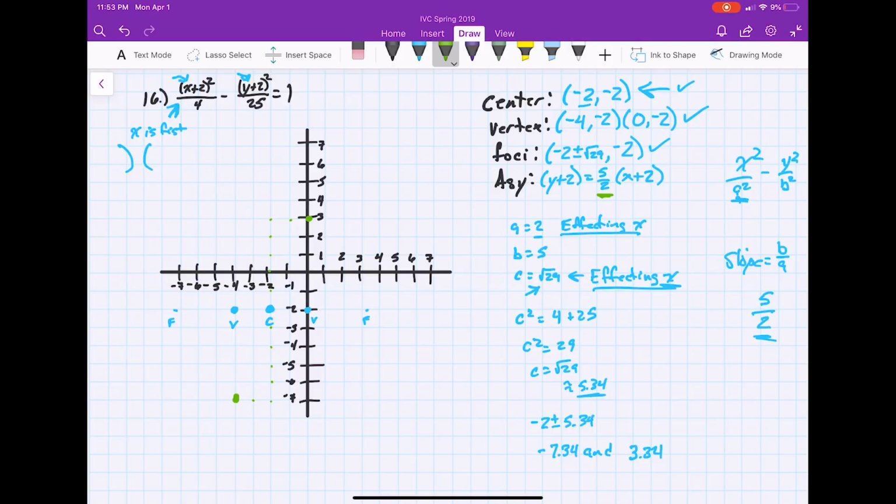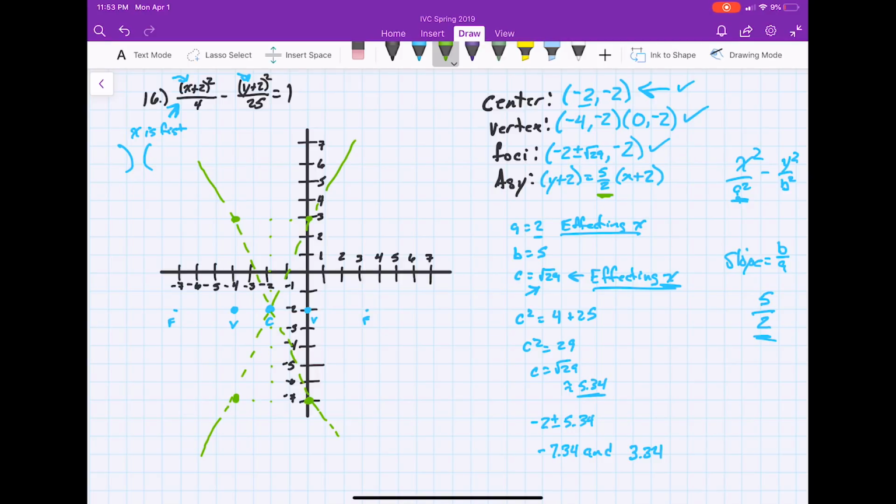I don't draw the actual box. I just plot these corners and then connect the 3 points, the center and the 2 corners there. So I'm kind of maybe doing half box, half not. I don't know. Anyway, here's one of the asymptotes. Here's the other asymptote.